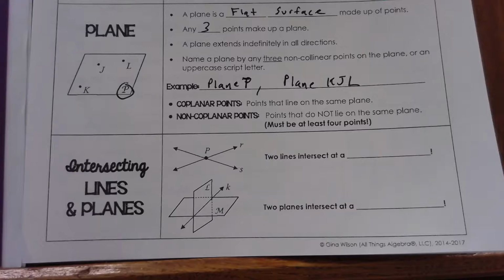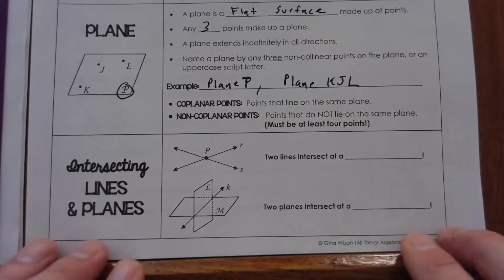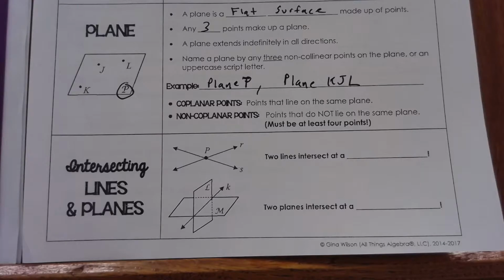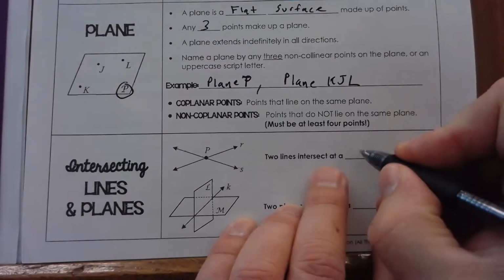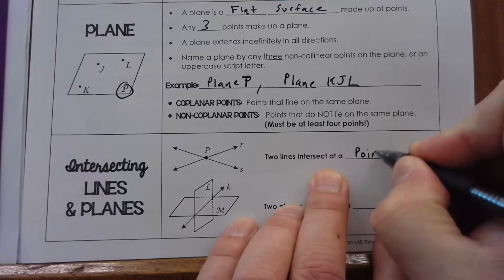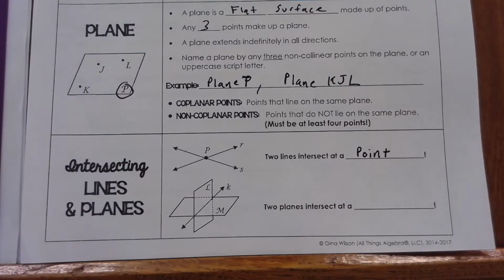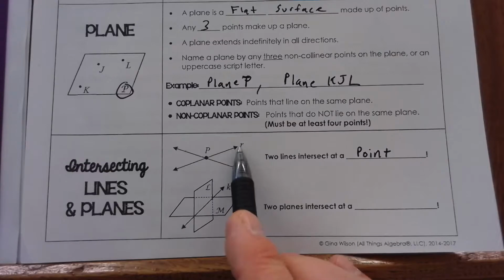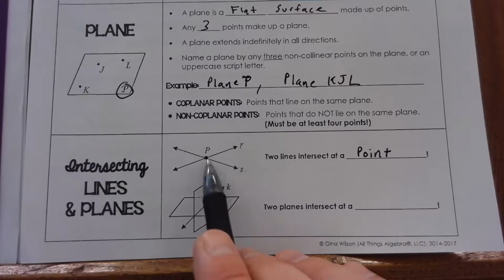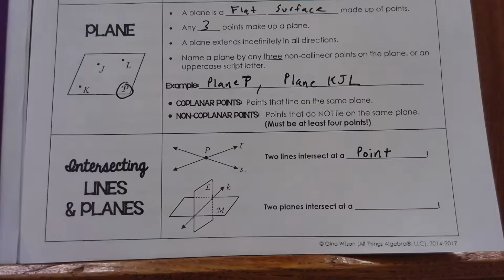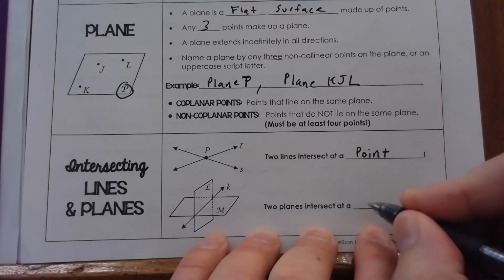Alright, so if we have intersecting lines or planes, if you've got 2 lines and they intersect, then they will always intersect at a point. Okay? So this line R and line S are intersecting at point P. So 2 planes intersect at a, what do you think it's going to be? Just a guess or a conjecture. Line. All right, so planes intersect at a line.